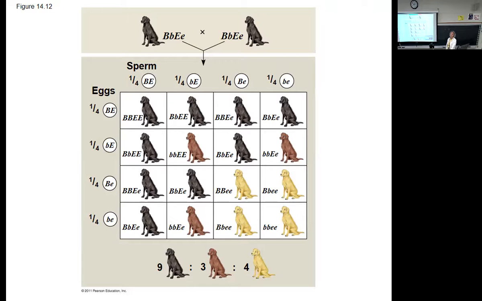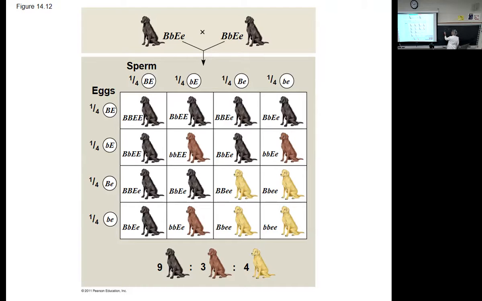right? So what that means is if I have two little e's, the pigment that's either going to be brown or black is blocked from being deposited into the fur. So it doesn't matter if I'm making brown or black pigment, or if I can make brown or black pigment, it can't be put into the fur. So that dog is going to be yellow.